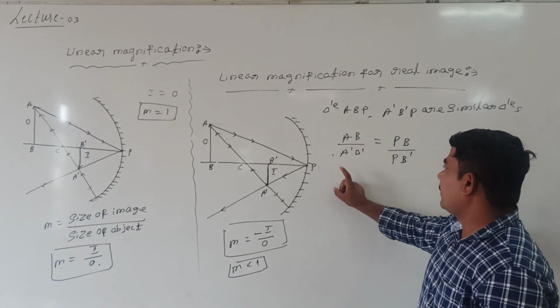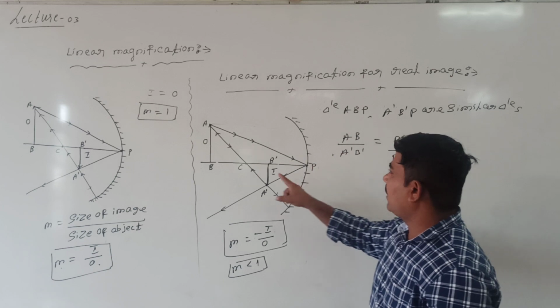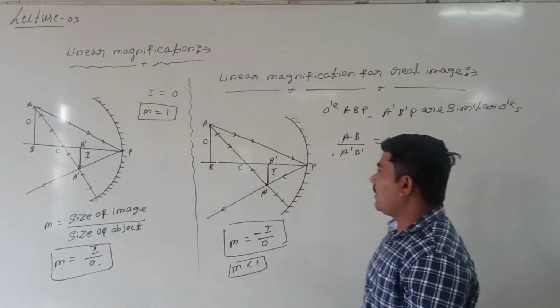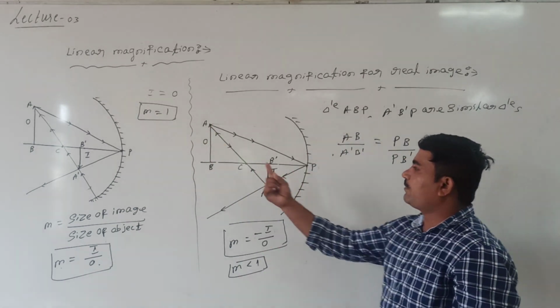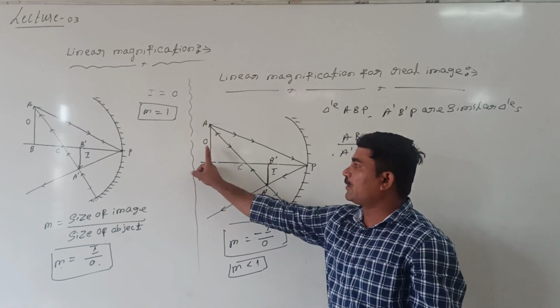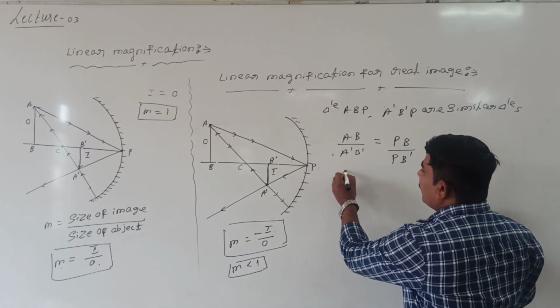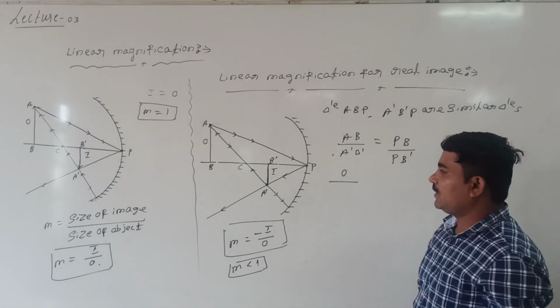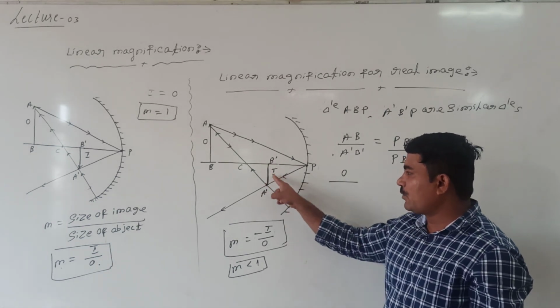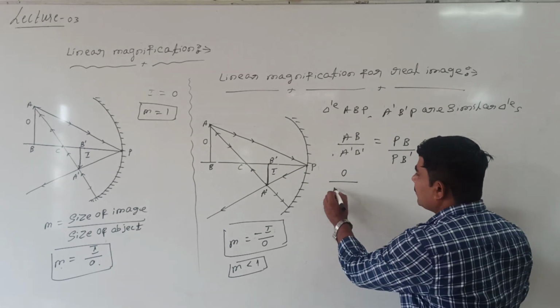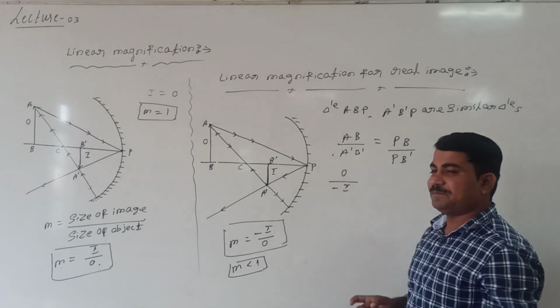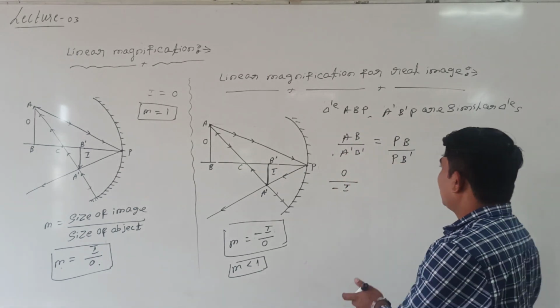Look at me here. According to sign convention, AB is the distance measured upward perpendicular to the principal axis, taken to be positive. So AB is equal to O, taken as positive. A dash B dash is a downward distance, taken to be negative. So I take it as minus I. Are you following this?